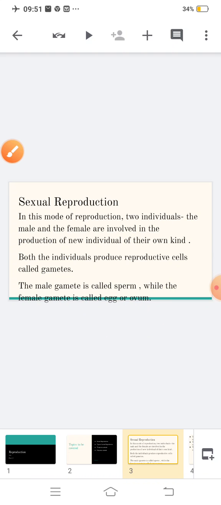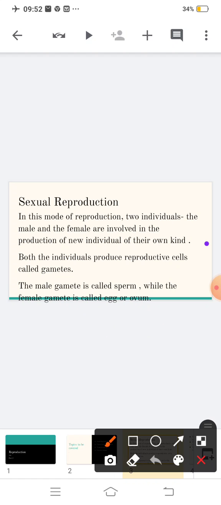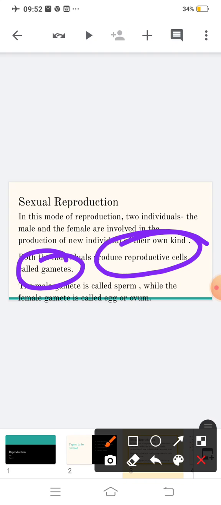So, what do you mean by sexual reproduction? Sexual reproduction is a type of reproduction in which you require two individuals, that means female and male both. When they are involved with each other, they produce their own kind of new individual, a new baby. Both male and female produce reproductive cells, and these reproductive cells are known as gametes. Now, the male gamete is known as sperm.